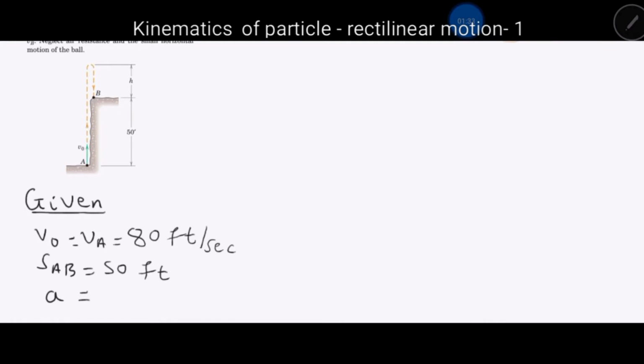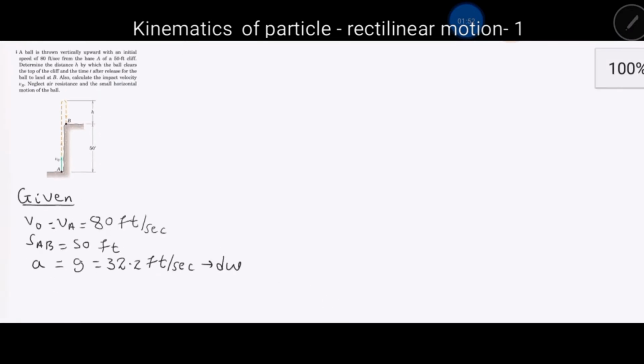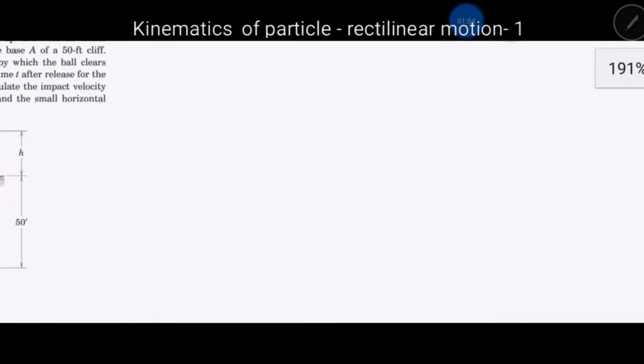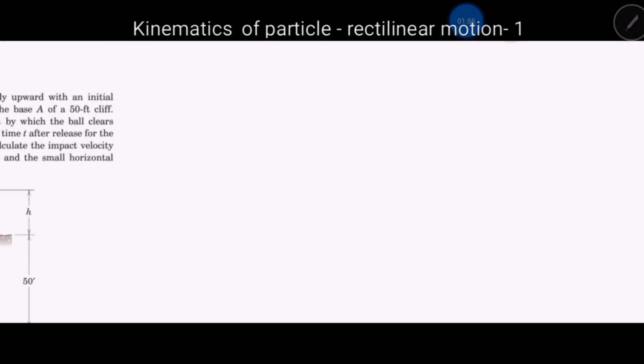And the other one, the normal acceleration, is equal to gravity. It's the gravity in the downward direction only, and it should be 32.2 feet per second squared. So this is in the downward direction. That means it's negative. It has a negative impact on the motion of the ball, because it resists or opposes its motion.